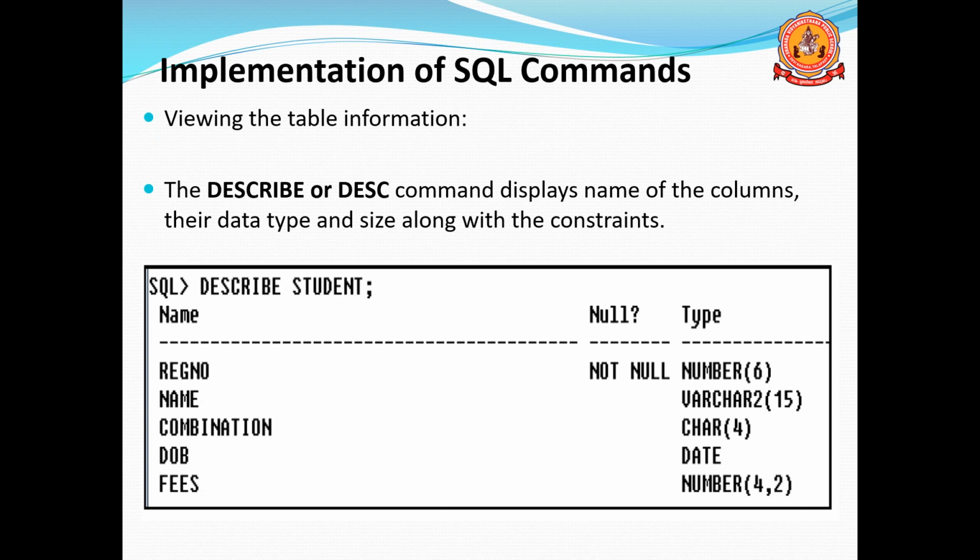Two commands are available. Here the example is given: describe student. Inside the box you can see describe student or DESC student, with the semicolon. If you use that, it will display the structure of the table. In that structure, all the columns will be there, along with the data type. So here you created register number as number of 6, name as varchar2 of 15, combination as char of 4, date of birth as date, and fees as number of 4, 2. So this is the describe command.